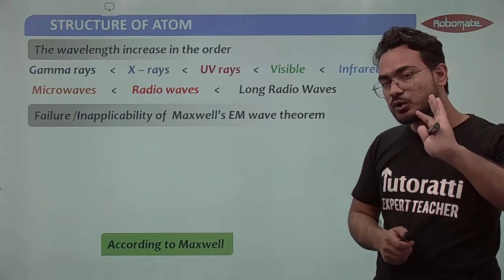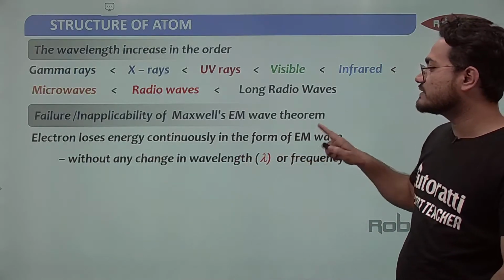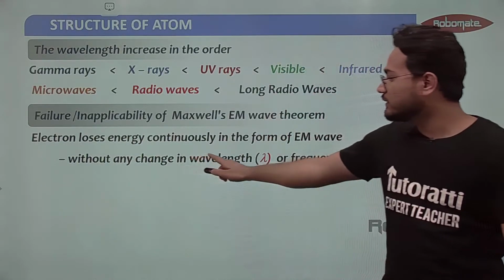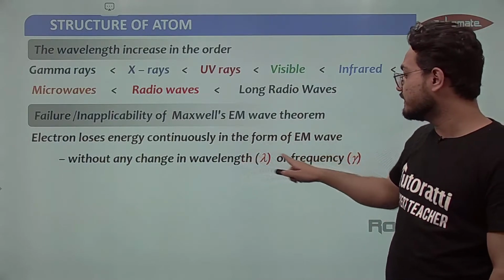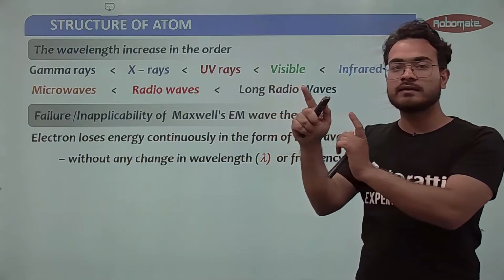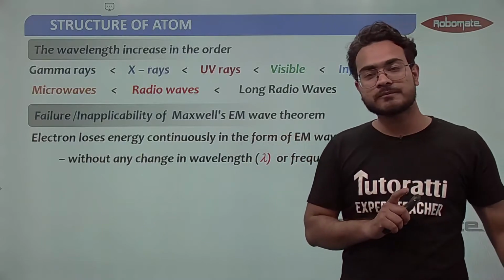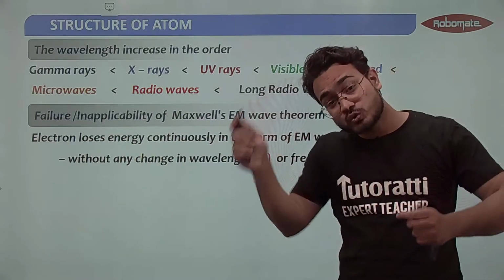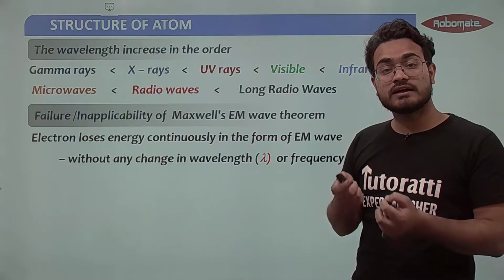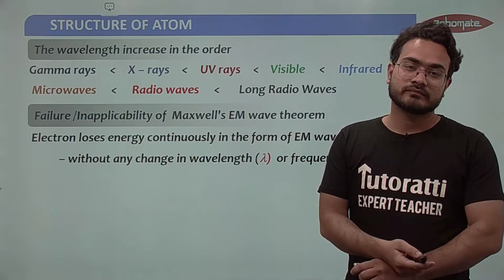But according to Maxwell, the electron is losing energy without change in wavelength or frequency. It means the light that the electron is emitting has no change in wavelength and frequency. Can this happen? The electron is losing energy continuously and the light itself has no change in its wavelength and frequency. How can this happen? It cannot happen.